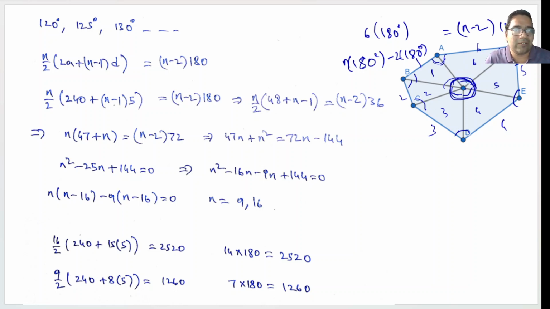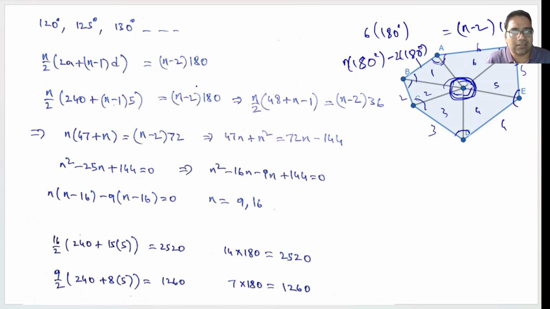Here in this problem, we are given 120 degrees is the lowest and 5 degrees is the difference. Now the total sum is (n minus 2) into 180 degrees. What is this sum? n by 2 into [2a plus (n minus 1) into d]. 2a is 2 into 120, which is 240. (n minus 1) into d, with d equal to 5, equals (n minus 2) into 180. So n by 2 into (240 plus 5n minus 5) equals (n minus 2) into 180.